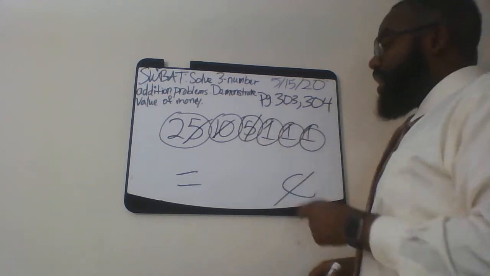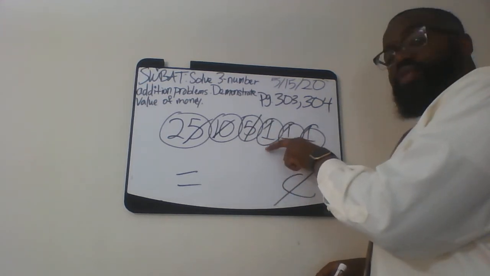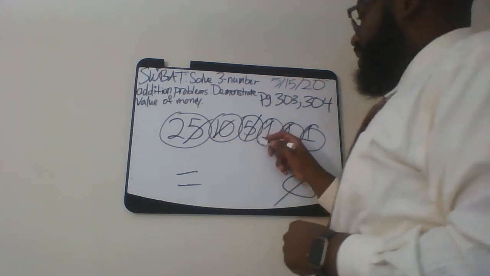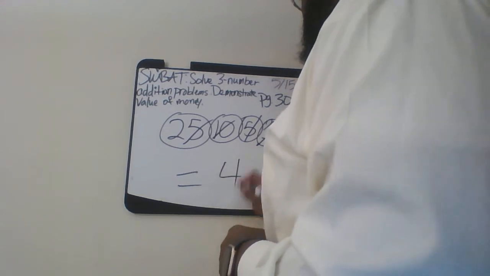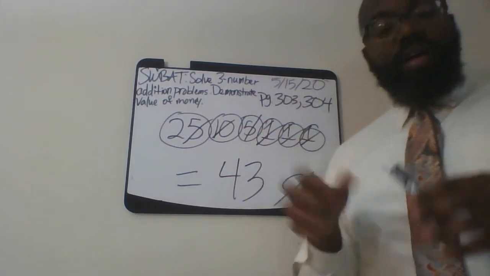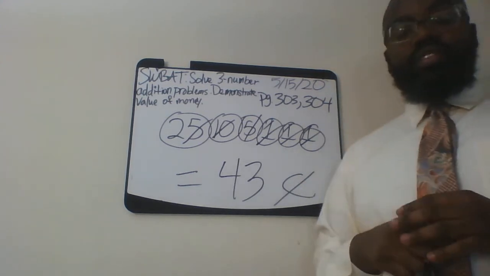So what is 40? Since we have 3 pennies, we know that is 3. So what is 40 plus 3? 40 plus 3, that will give us 43 cents. Okay, I notice that we're getting better and better with adding different coins. Keep up the good work.